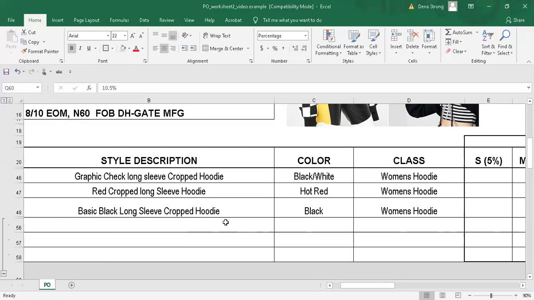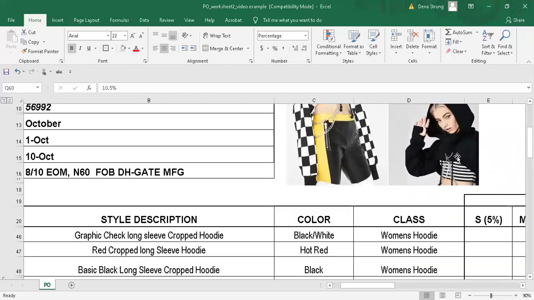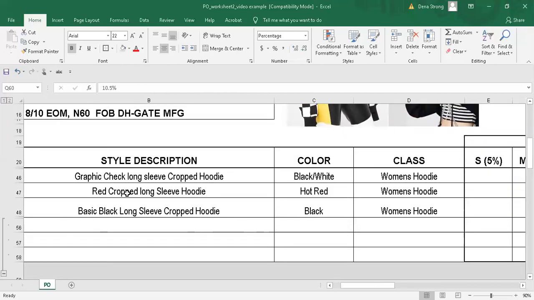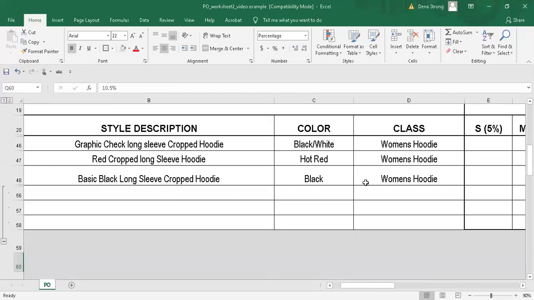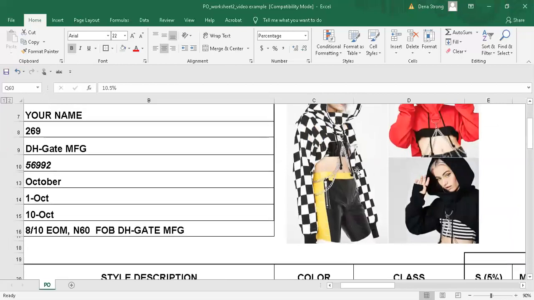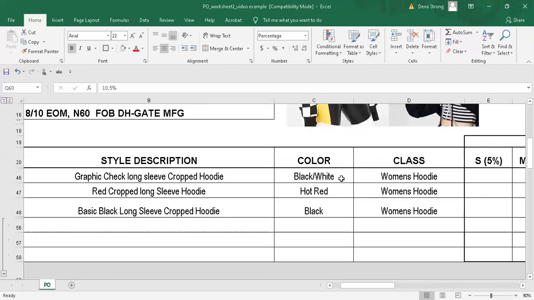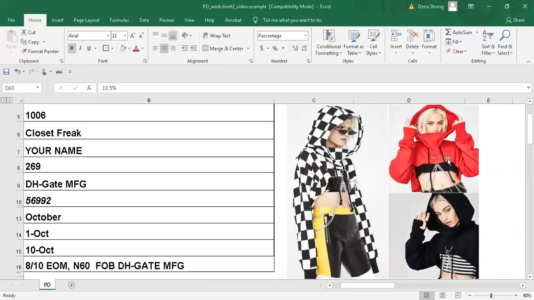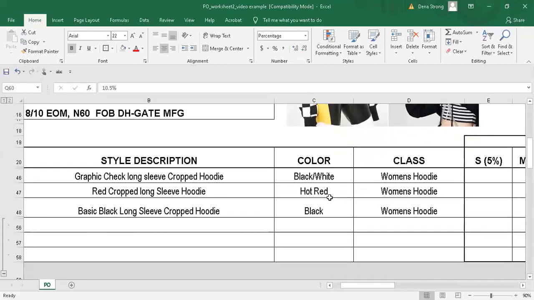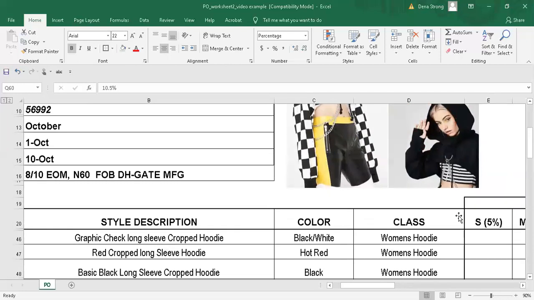So I'm buying a graphic check long sleeve cropped, which is the first one here. I'm buying a red cropped sleeve hoodie here, and then I'm buying that same hoodie in a basic black long sleeve cropped hoodie. And again, I want my style descriptions to be as detailed as possible. So the colors, I'm going to make sure that I note that I'm buying a black and white print check. Let's just suppose the vendor uses the color hot red instead of red. So I want to make sure I'm consistent with what the vendor has written on there for their styles.